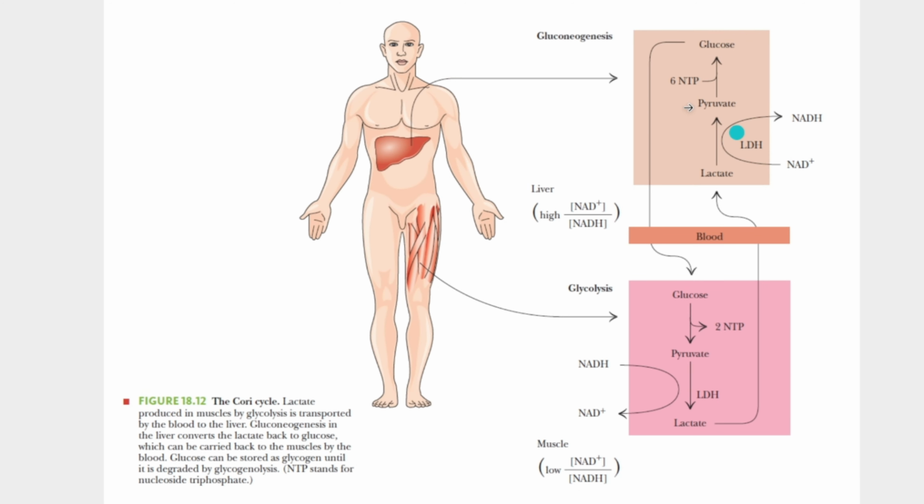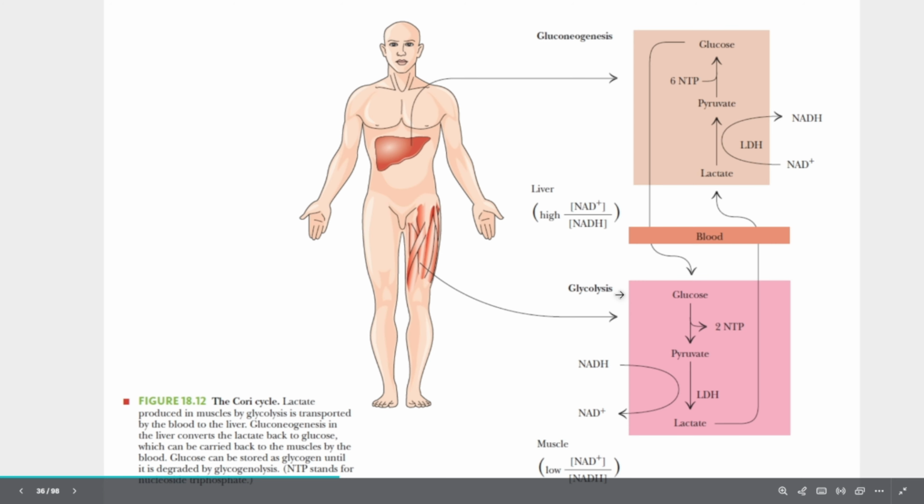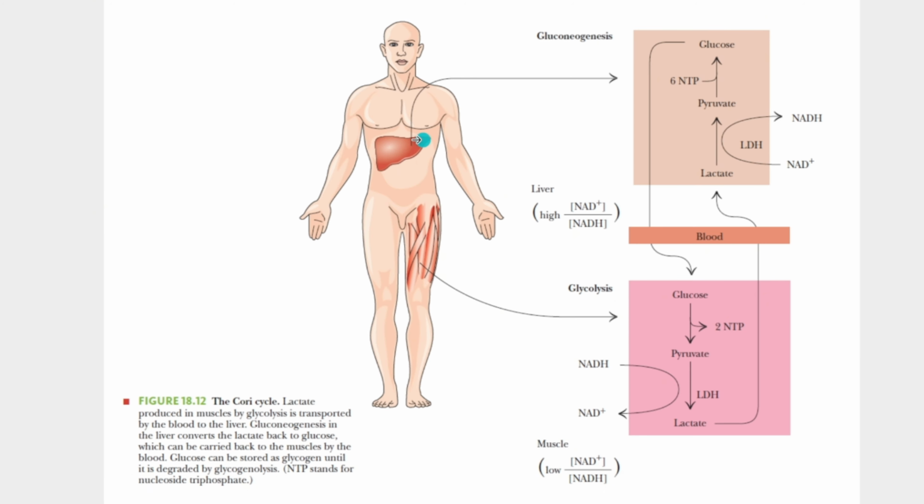So this is another diagram that I will show you. Normally the liver is here, and muscle, when you are doing exercise, all of your muscle is at your feet or even here. But more of the example is here. So that's all about the Cori cycle.